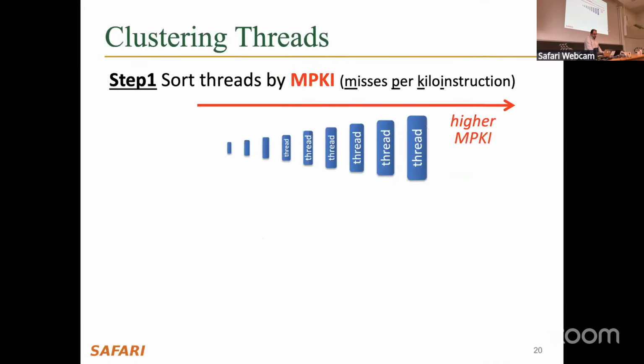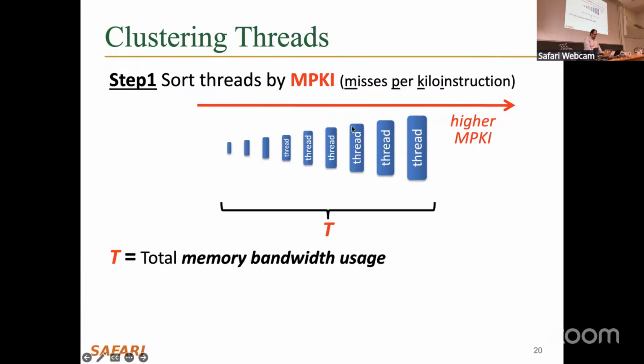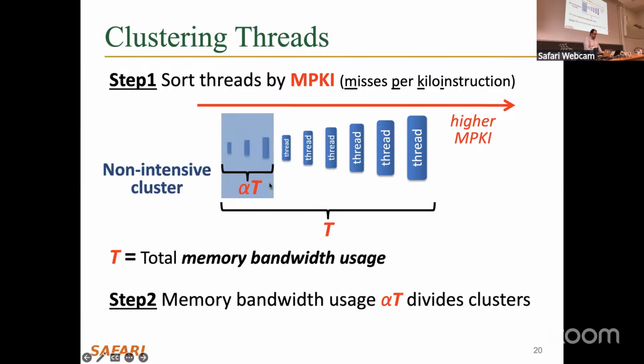Okay. So here we try to essentially sort threads by MPKI, misses per kilo instruction. As we get to higher MPKI, basically the application is much more memory intensive. So assuming T is the total memory bandwidth usage among all these threads, we categorize the non-intensive cluster as those threads using less than alpha times T, where for example alpha can be 10%. Those threads that don't consume more than 10% of the memory bandwidth, we cluster as non-intensive threads. And other threads are going to be in the intensive cluster. But you can see that now this alpha is another parameter.